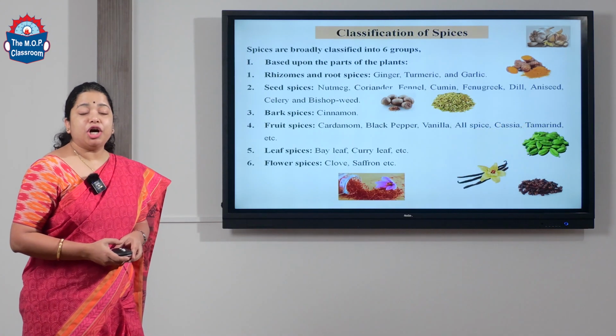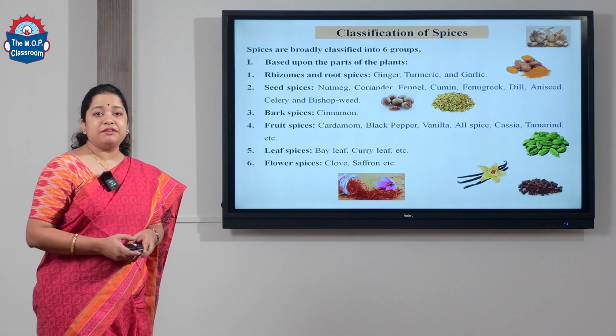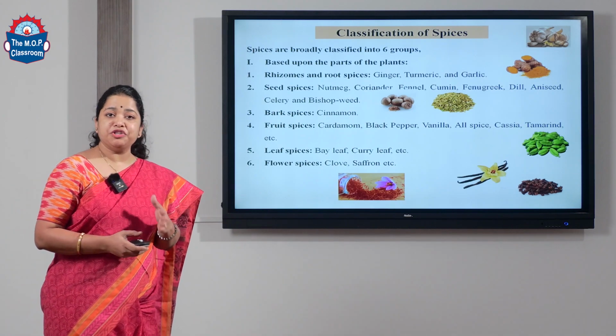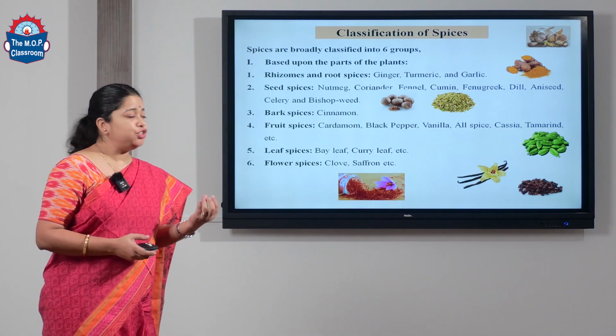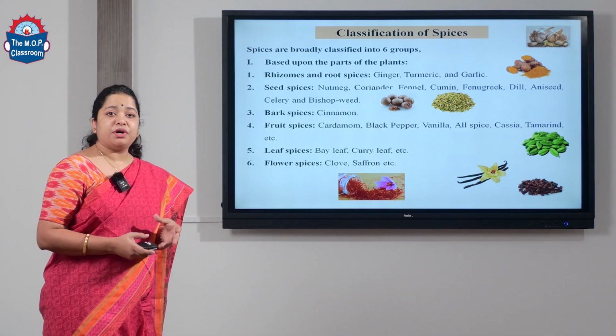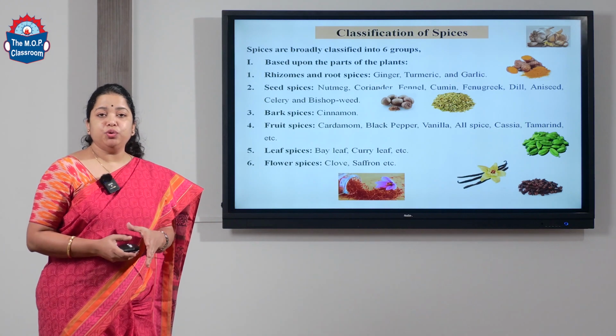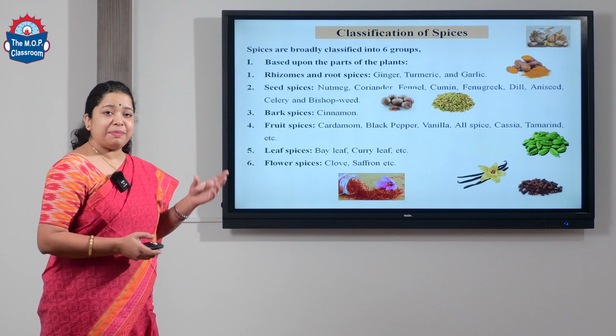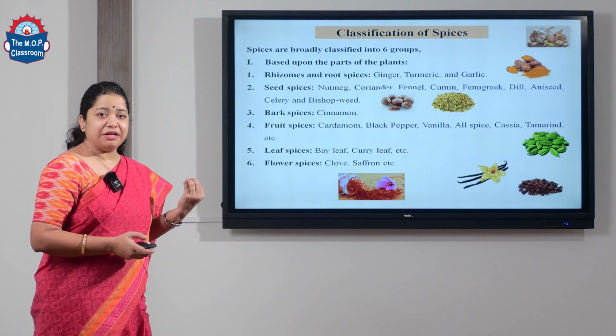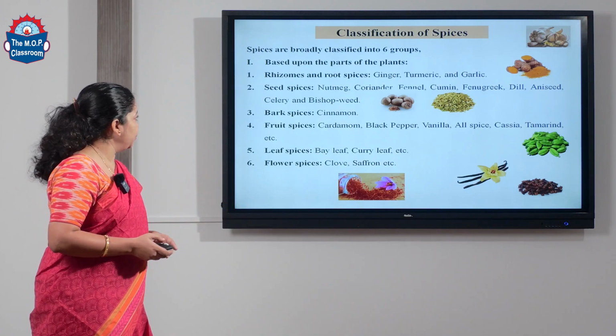Classification. When you talk about classification of spices, we are talking based on the parts of the plant from which we are essentially getting those spices. The essential parts are the rhizomes, the bark, the leaf, the fruit or the seed of the spice. So on your screen, you can see the spices which we get from the different parts of the plant, which has been shown here.